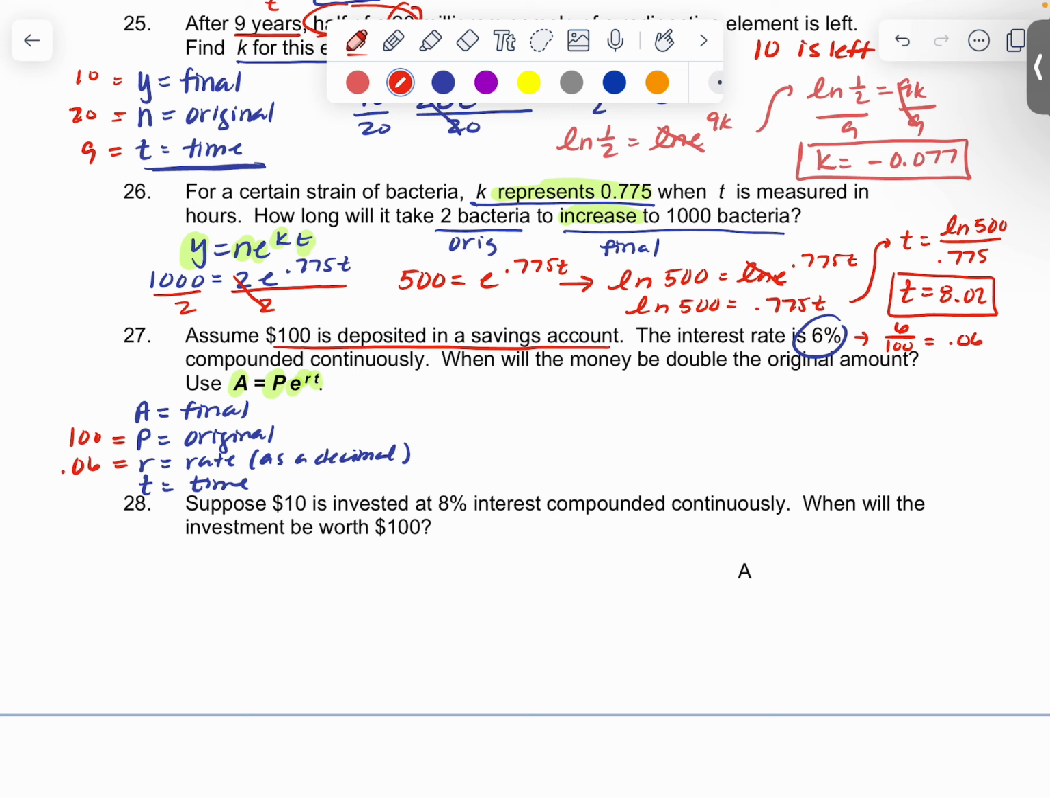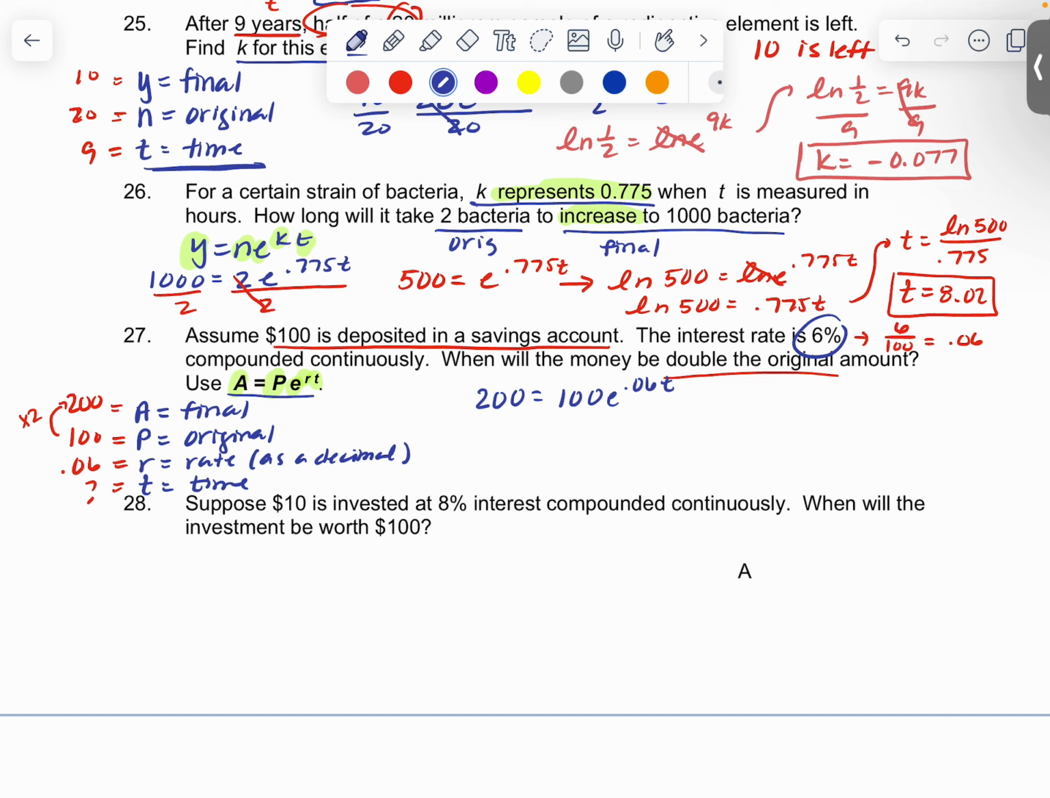When will the money be double the original amount? So if we double this 100, that means multiply times 2. That means the final amount is going to be 200. And the question is when, so we are looking for the T variable. So plugging this in, we have A equals 200 equals, and just plugging into this little formula, again, this formula will be given to you, P is 100, E to the 0.06t. So I just replaced all my variables.